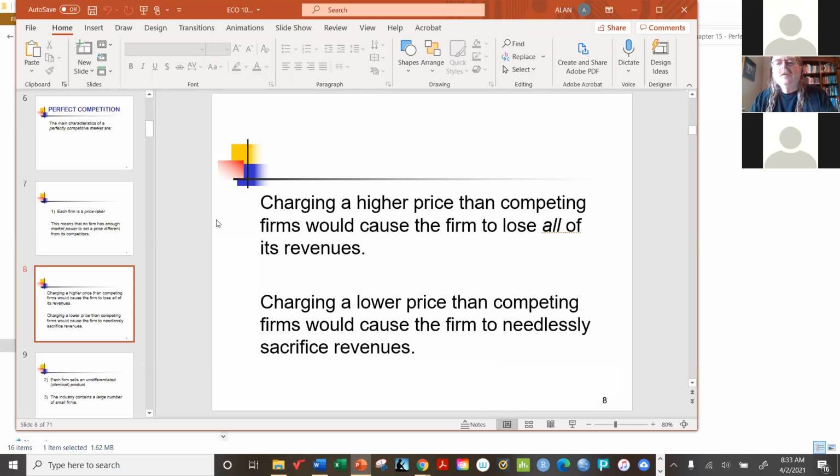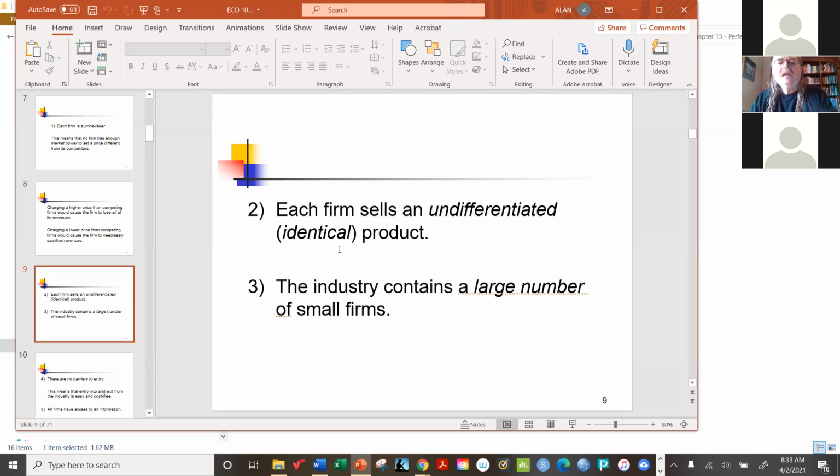We also don't need to lower our price, though, because we're all small firms. We can sell all of our output at the same market price as everyone else. So the net effect is that everyone charges the same price. The product is undifferentiated or identical. Otherwise, we're looking at a different market structure.